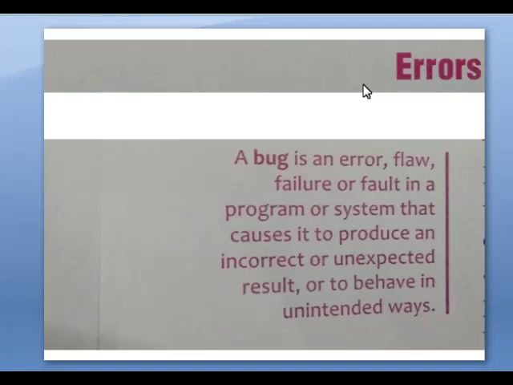Errors are otherwise called bugs. A bug is an error, flaw, failure or fault in a program or statement that causes it to produce an incorrect or unexpected result or to behave in unintended ways. So now we are going to see what are the types of errors that will occur when we are executing a program.